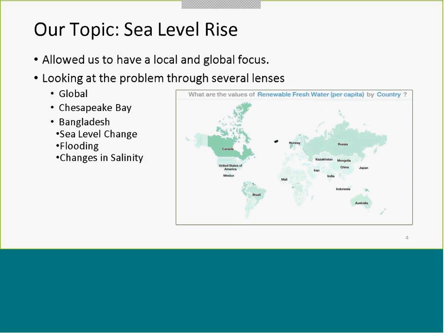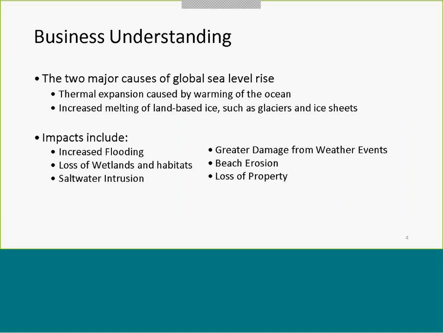So each of us has kind of focused on different areas. Vivian, besides the social media, has been looking kind of globally. I've been focusing on the Chesapeake Bay, and then Dave has been looking at Bangladesh. And some of the areas we're looking at are sea level rise change, up and down, flooding, a change in salinity. There's also change in habitats and things like that.